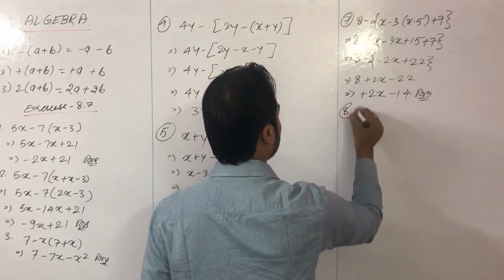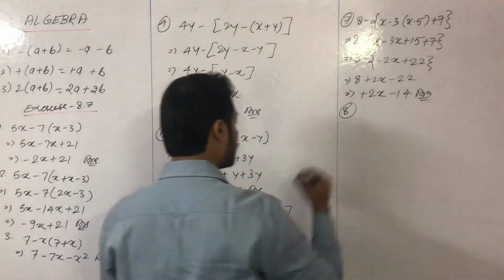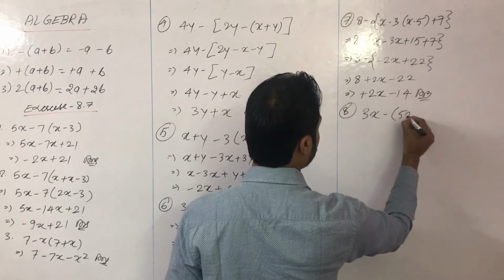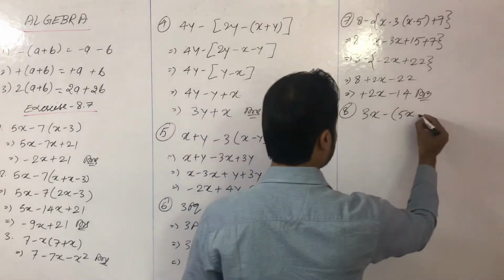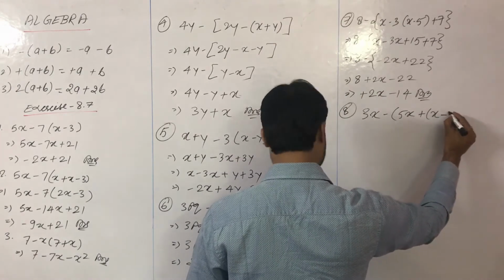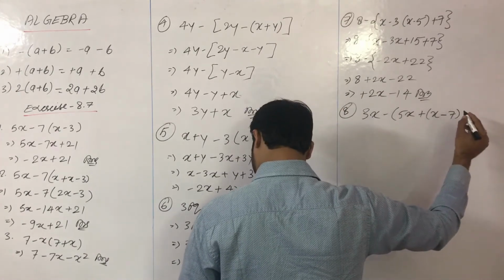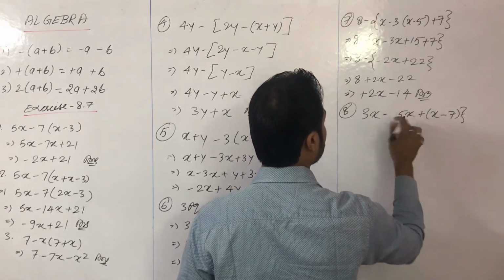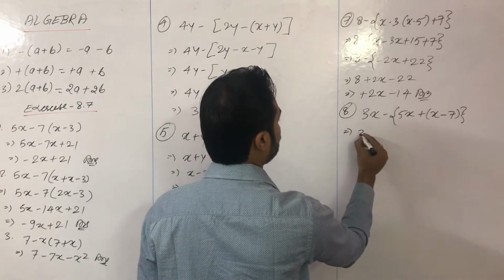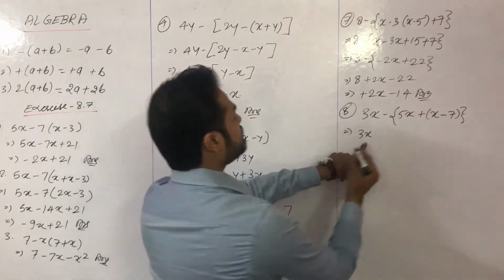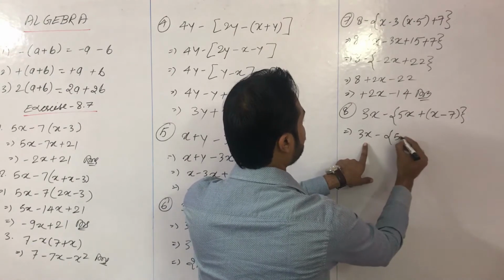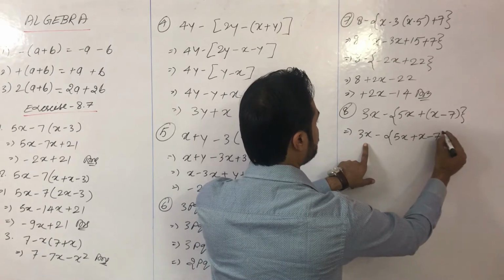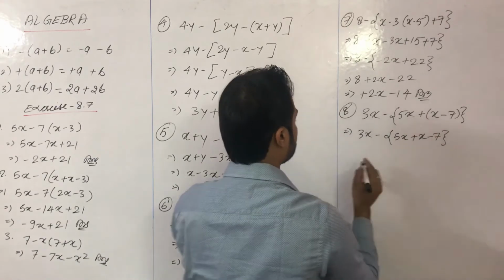This is the answer. Then 8th question, 3x minus in the bracket 5x plus x minus 7 and a bracket closed. Okay, it's a curly bracket, so it should be a curly bracket. In the first step we'll write 3x as it is, minus in the bracket 5x plus x minus 7, because before the bracket we have a positive sign.